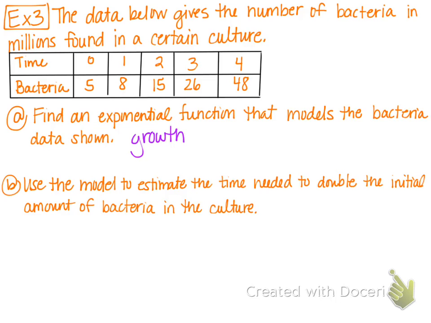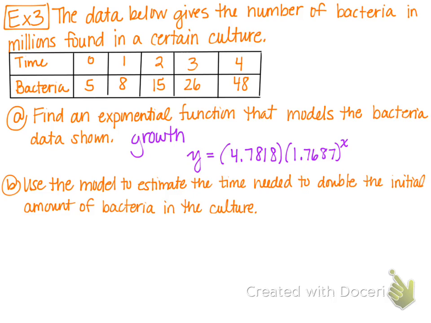So do our model. Stat, over to calc, go down to 0, ExpReg, and our model is y is equal to 4.7818 times 1.7687 to the x power. So that's our model. Now let's take a look at B.